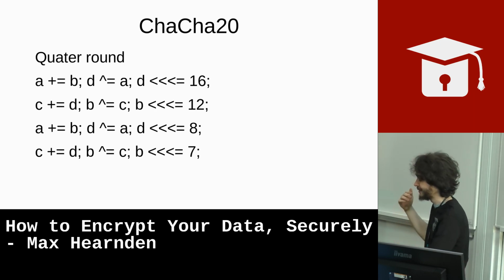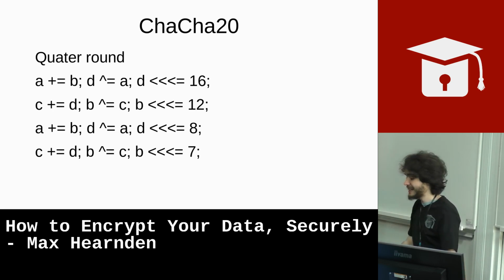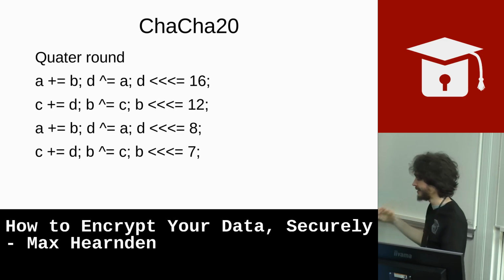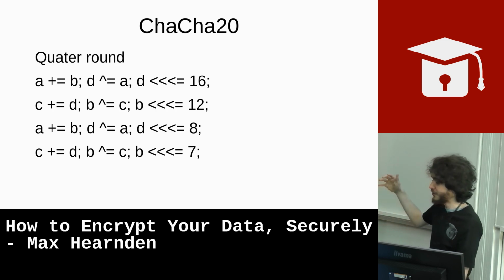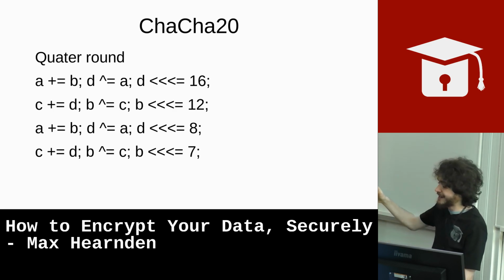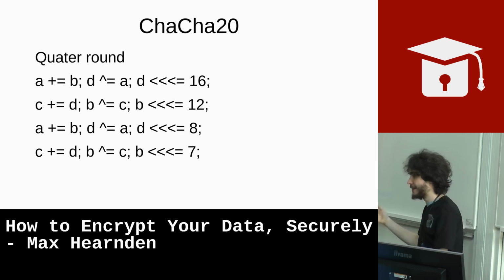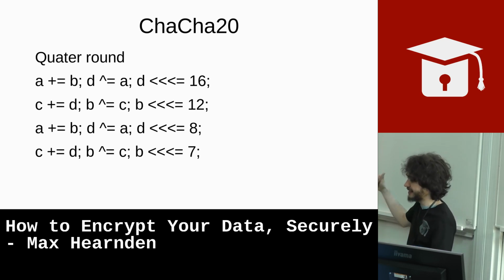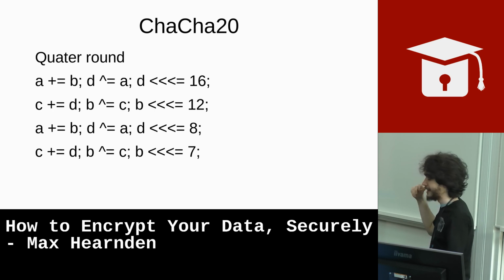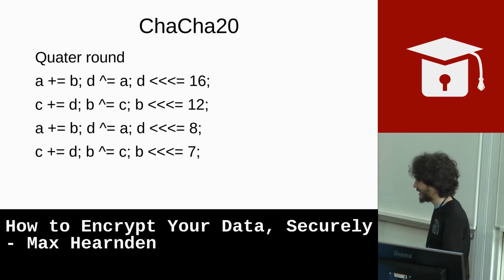And ChaCha20 has a quarter round, which consists of the code up there. It's fairly easy to implement on 32-bit hardware. A, B, C, and D are all 32-bit numbers. The three left arrows are rotations, and because of that, it makes sure that slight changes in the input propagate into massive changes in the output.